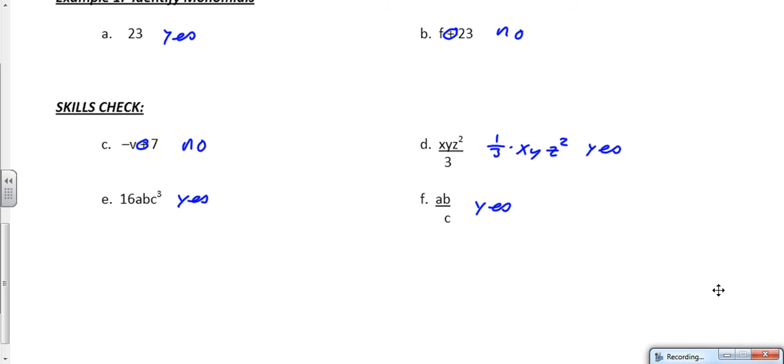Alright, one correction, I had to double check that. I was concerned about having a variable in the bottom. Here we have a 3 in the denominator, we're okay, but here we have a variable in the denominator, so that does not satisfy the requirement of being monomial. So this one is a no.